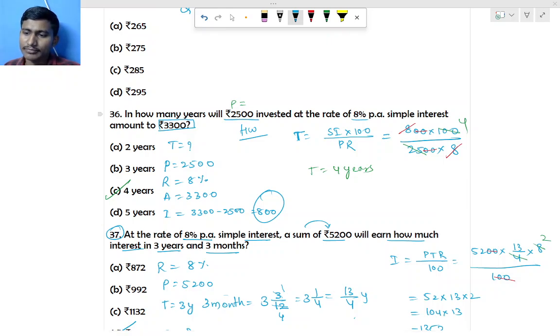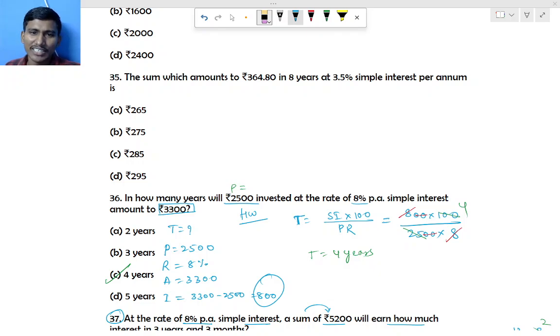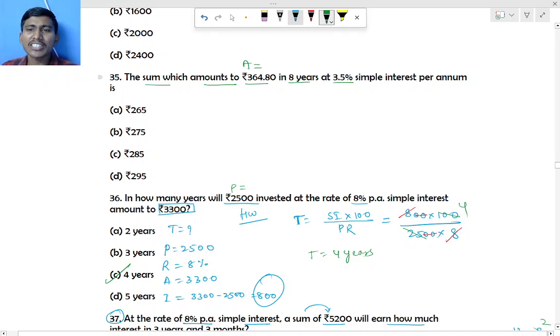Okay. So 35th question we have already done. This is the 32 question type, so let us do it. What is the question here? A sum which amounts to 364.8 in 8 years at 3.5% interest per annum. Amounts to means this is the amount. Sum, I told you, means principal, which is my question mark. We have to find the principal.